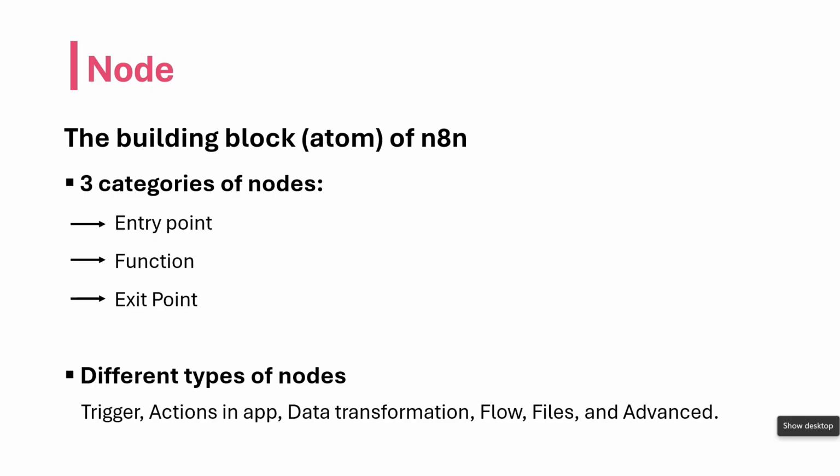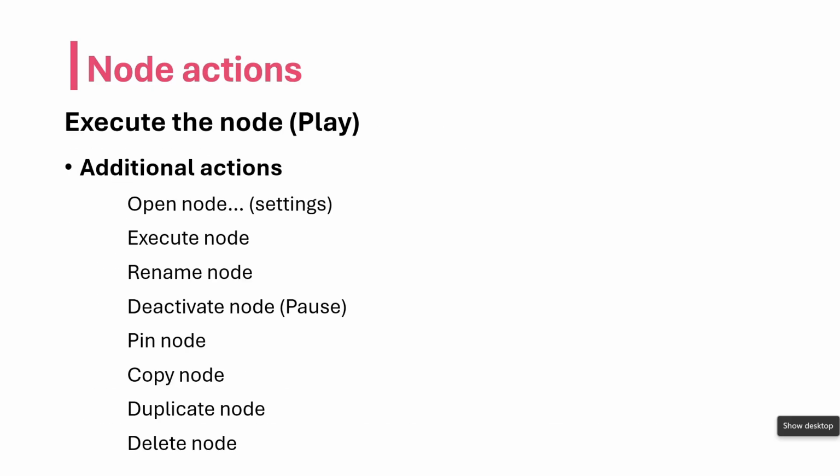So once your node is configured, you can execute it individually using the play button. So where you can see a play button usually in a panel, that is also called the open node in the settings. So here you can see the execution option, which is like a play button. So you can click it and you can execute the specific node.